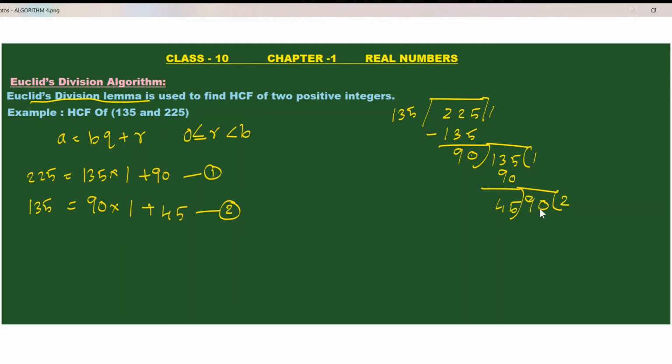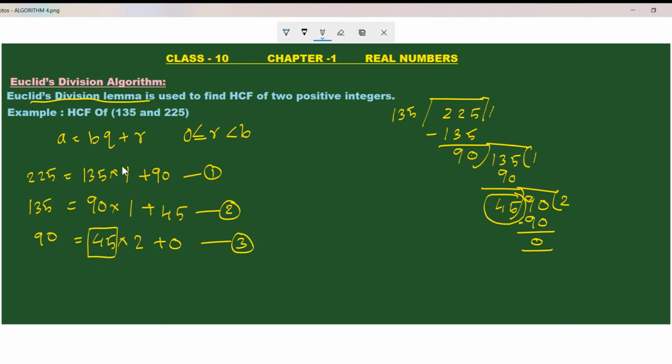Now we'll continue this. 2 times 45 is 90. In this case, at the third step we have got a 0. So which divisor has given the remainder 0? That one is the HCF of the given numbers. So here 45. Before that we'll write the steps: 90 is dividend, 45 is divisor, quotient is 2 plus 0. Here the divisor is 45, so 45 is the HCF of 135 and 225.